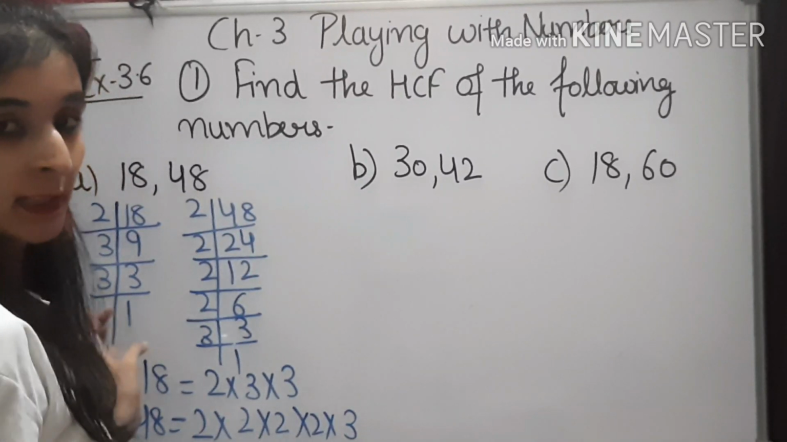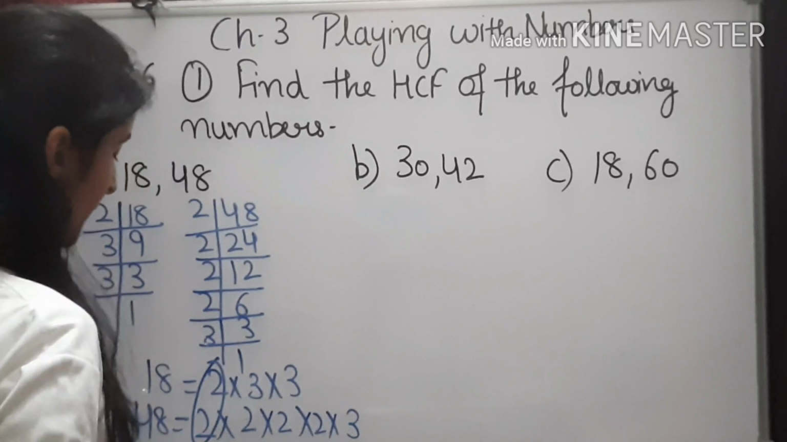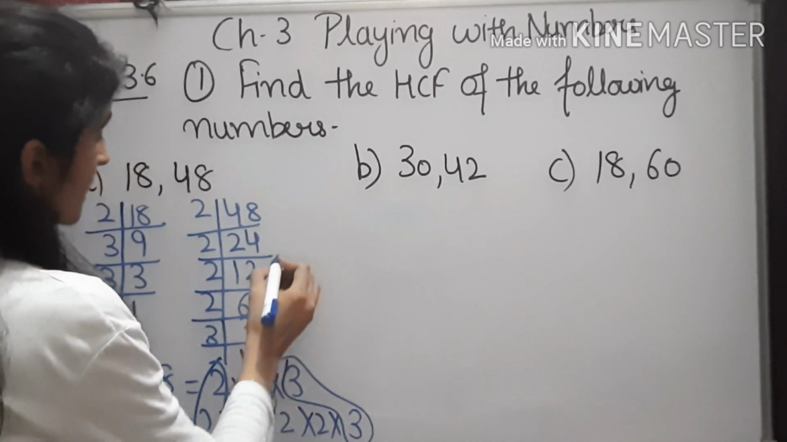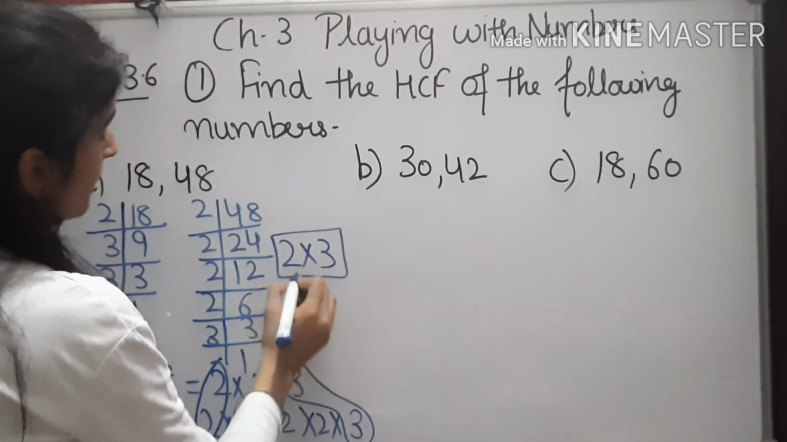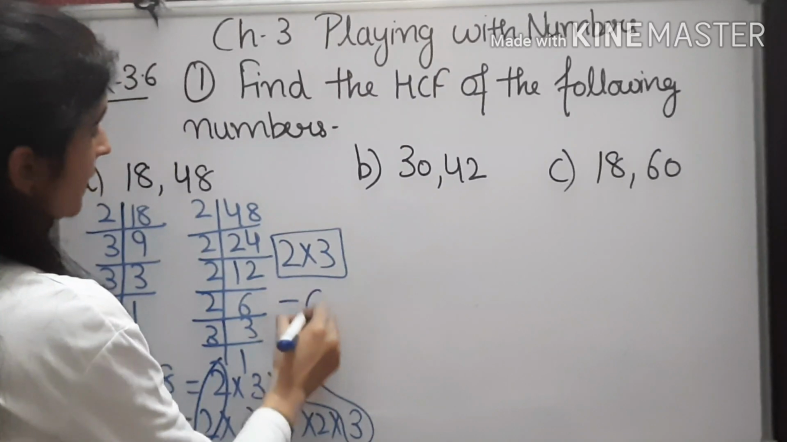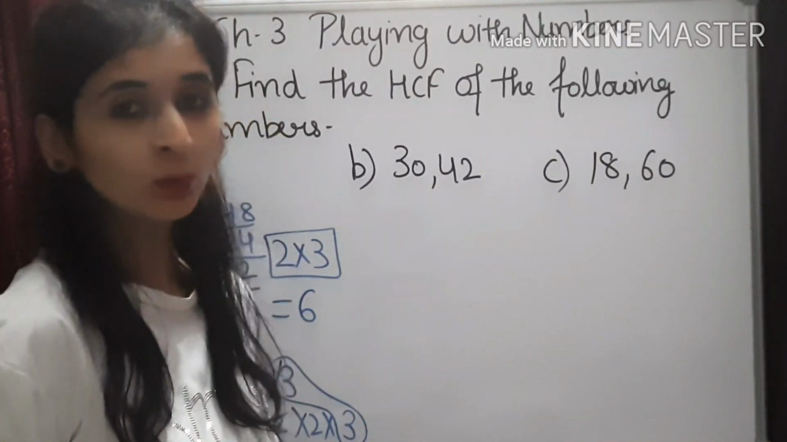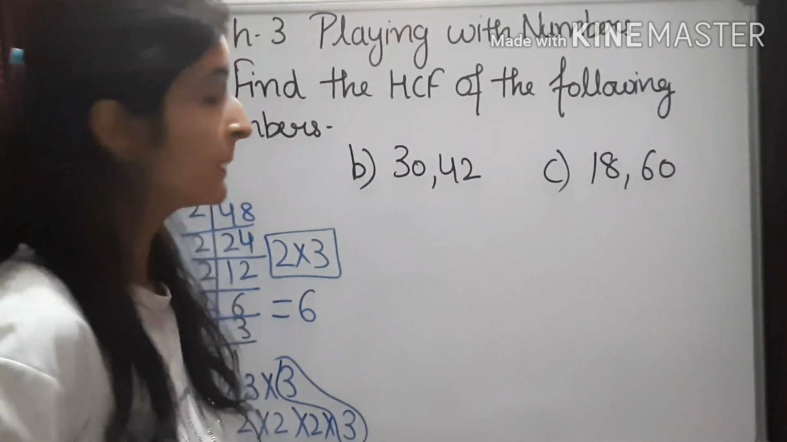Now we have to find out the common prime factors. The first common prime factor is 2 and the other is 3. Then we have to find out the product of these common prime factors. So 2 3s are 6. So it means our HCF will be equal to 6. Right? Now let's come to B part.